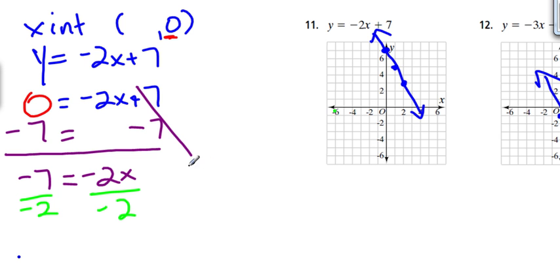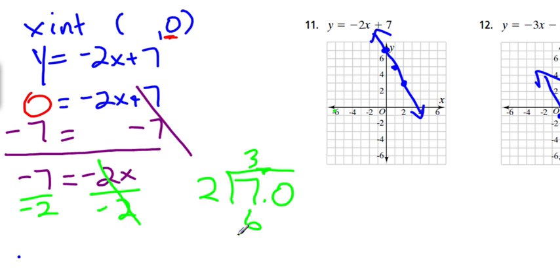Alright, so what did we say? So negative 2 divided by negative 2, that's going to cancel out. Negative 7 divided by negative 2. You could divide that and get a decimal. Or you could just, why not? Let's divide it. So 7 in, 2 out. We add a decimal here. This is going to give us 3.5 eventually.